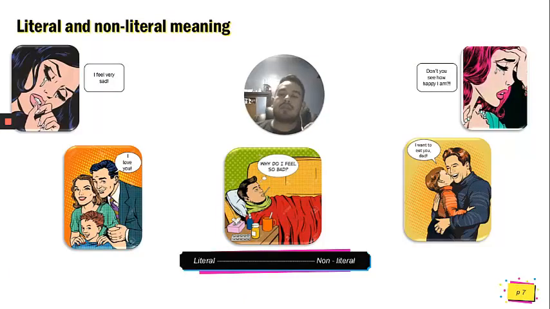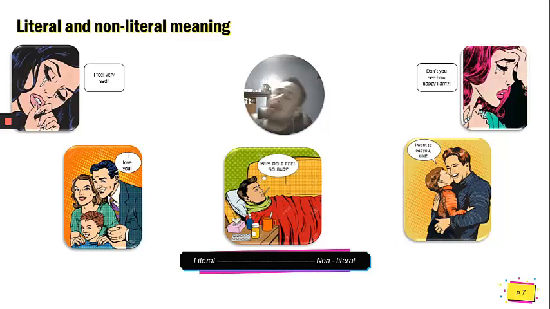Last but not least, we have literal and non-literal meaning. Literal meaning refers to the way we usually convey messages or use our words to convey meaning without any hidden message. For example, if I say, I feel very sad, it means that I don't feel happy, and that's all. There is not any other message behind my words. If I say that I love someone, it means that I feel a strong sense of respect or that I like a lot a group of people or a specific person.